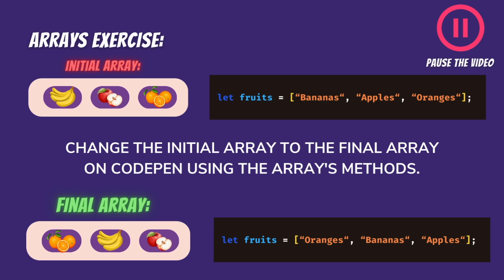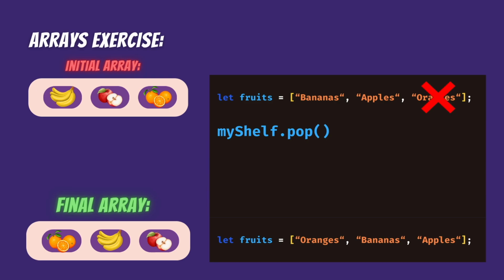And how did it go? Here are the steps I would take to get there. First, I would use the pop method to remove the oranges from the end of the list. This action leaves us with bananas and apples. Next, I'd use the unshift method to add oranges back at the beginning of the list. And that's it. The list now looks the way it should.